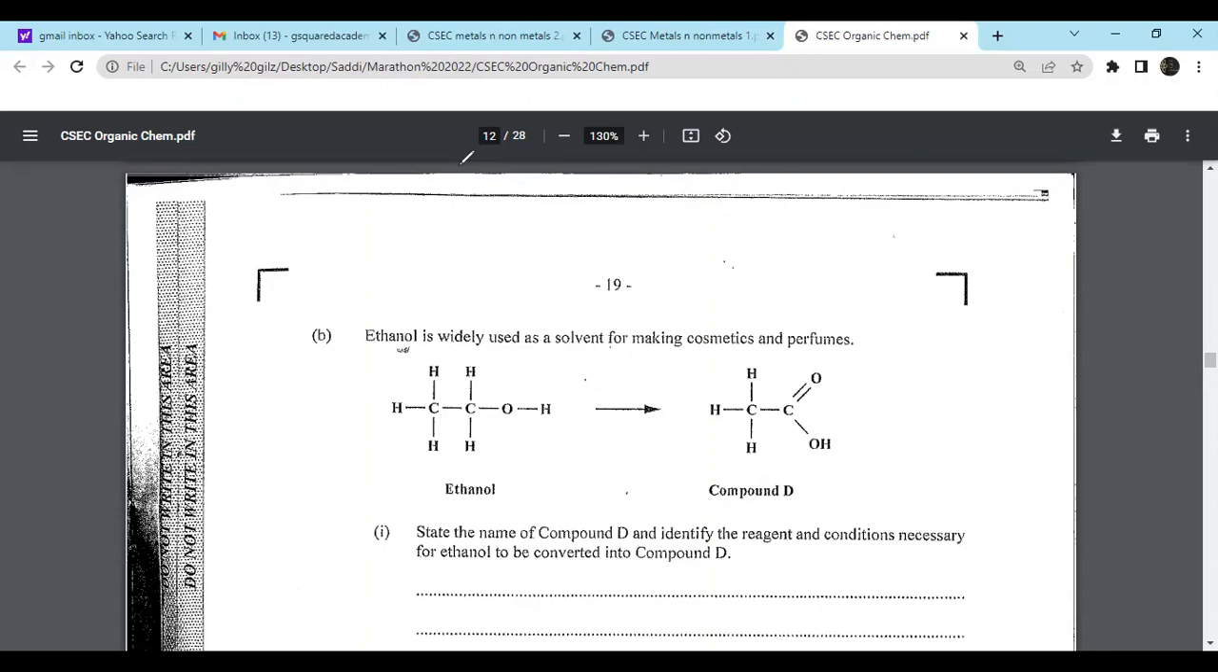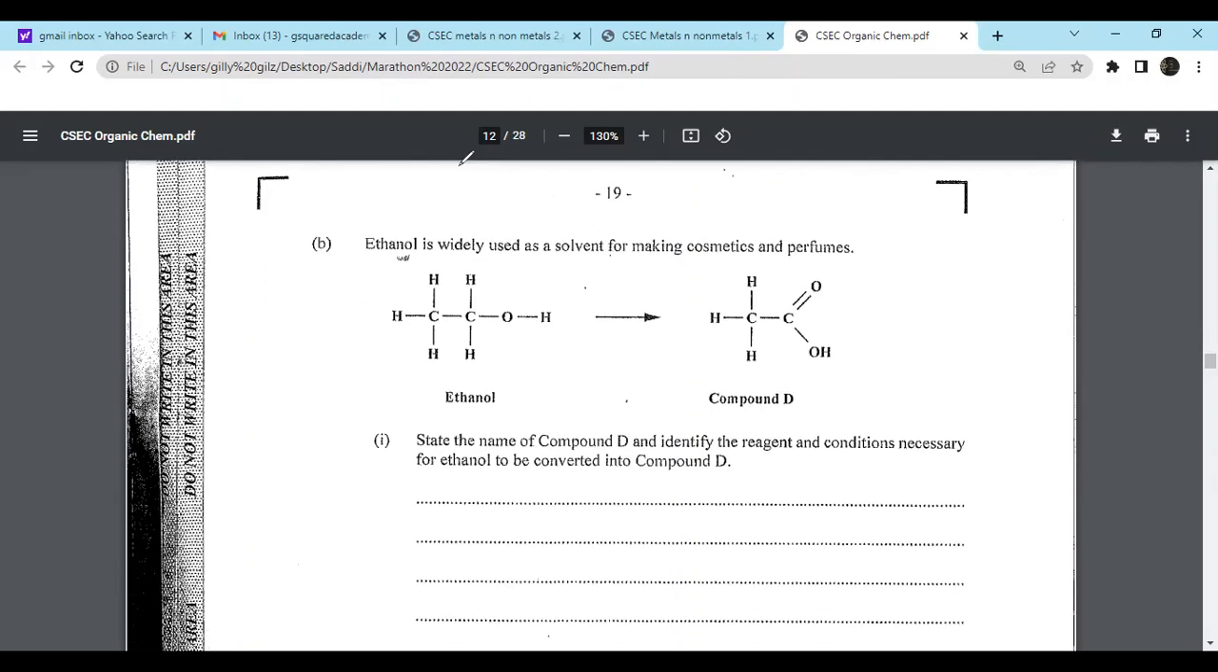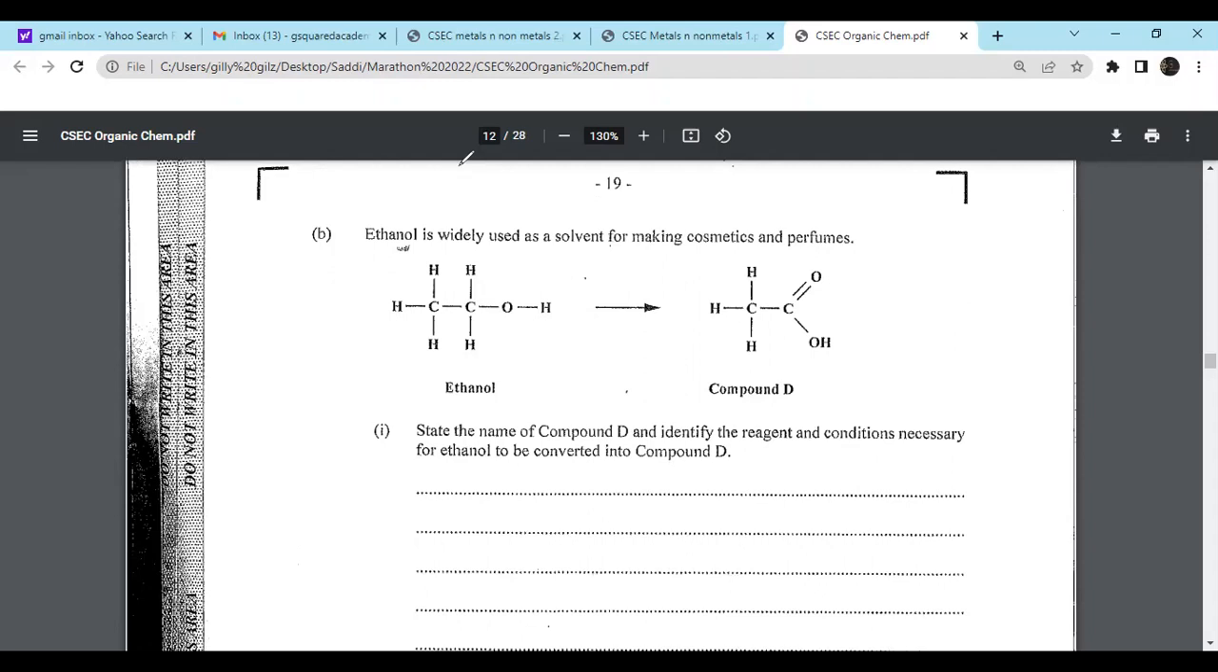Ethanol is widely used as a solvent for making cosmetics and perfumes. So there's ethanol being converted to an acid. We know it is an acid because we can clearly see the functional group right there, COOH. See? COOH. There you go. So it's an acid.